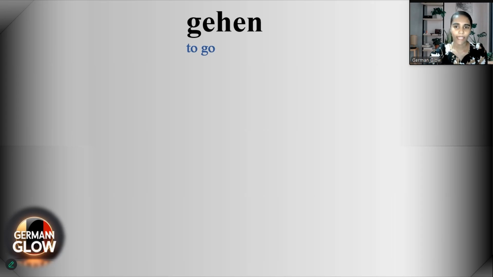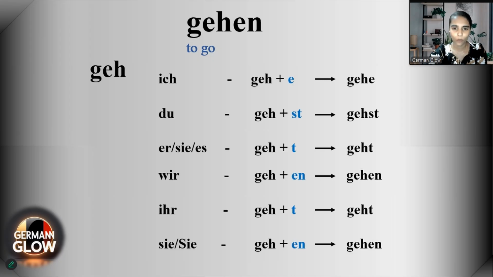Another example, gehen. Gehen meaning to go. The verb stem is geh. Endung is en. Ich gehe, I go. Du geh plus st, gehst. Er, sie, es geh plus t, geht. Wir geh plus en, gehen. Ihr geh plus t, geht. Sie geh plus en, gehen.